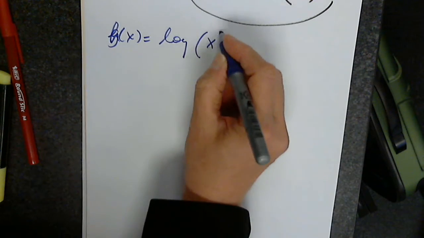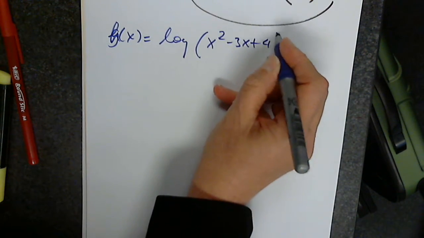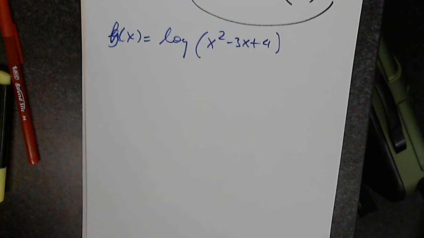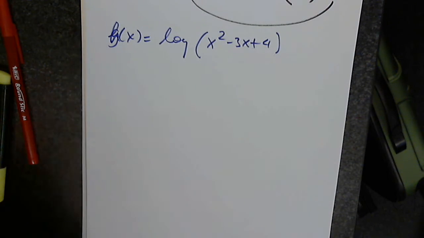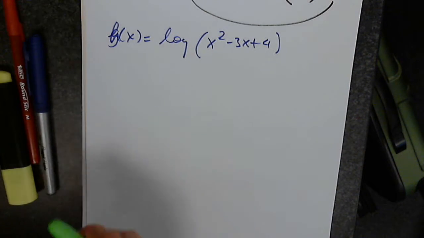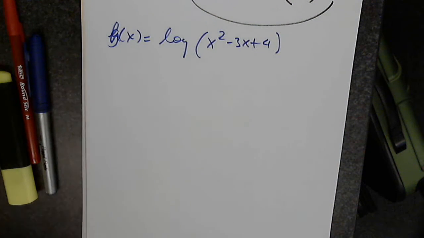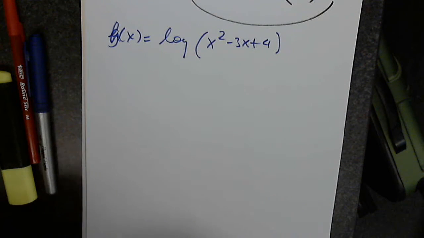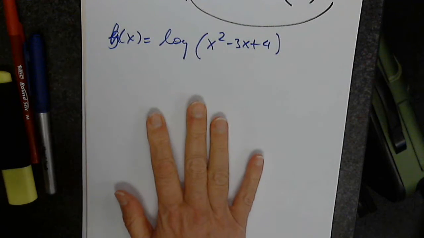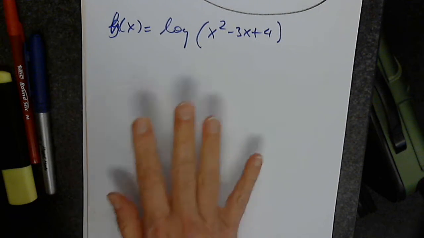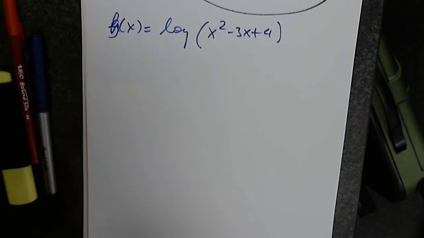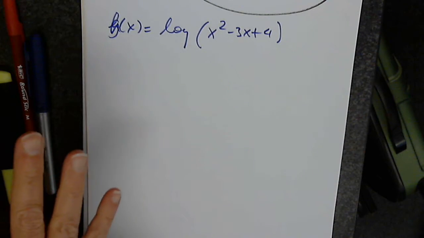Log of x squared minus 3x plus 4. Very good. So then, what do I need to do? Oh, let me read the question. Find the domain of each function. Write the interval notation. Okay. So what do I have to write? Say it again. In order to find the domain, I have to write something and then solve that.